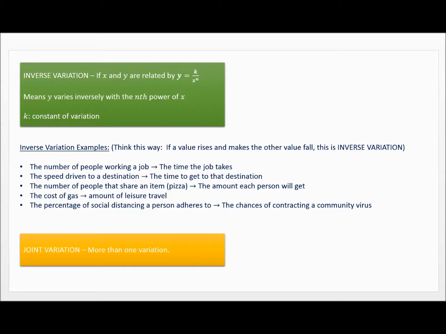Okay, and then finally, joint variation is more than one direct variation. I didn't write the word direct here, but really joint variation you consider as more than one direct variation. But you'll see it in action. Now I think I finally want to do some problems.